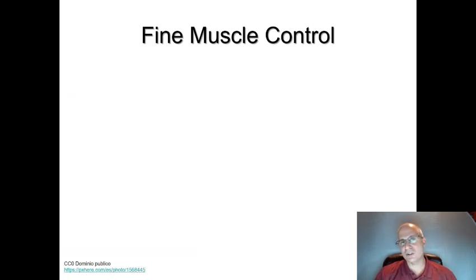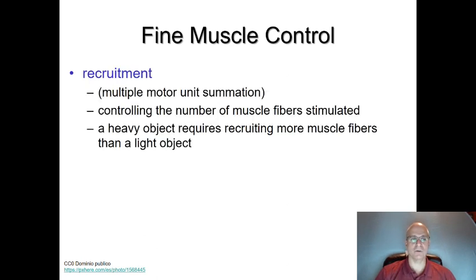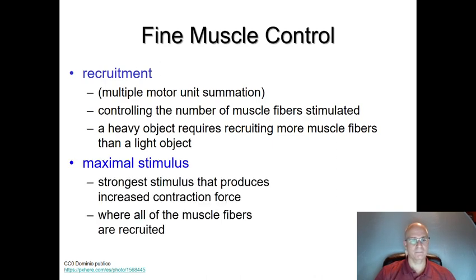And the ability to regulate how many muscle fibers we're going to need for a particular action is called recruitment, sometimes also called multiple motor unit summation. So recruitment is controlling the number of muscle fibers that we're going to stimulate. And again, picking up something that's heavy is going to require that we recruit a lot of muscle fibers. Picking up something light means we only have to recruit a smaller percentage.